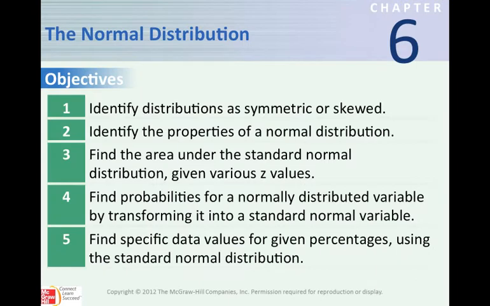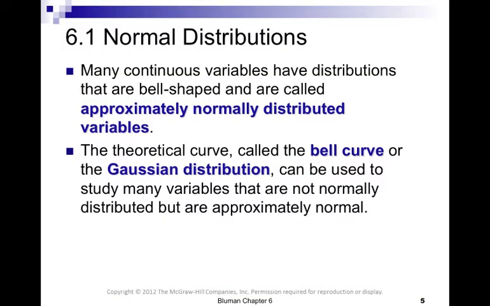The objectives: we're going to talk not so much about distributions as symmetric or skewed, but about the properties of a normal distribution. That's something I'm going to want you to know for a quiz. You're going to have to find the area under the standard normal distribution given z-values, and then we'll start talking about probabilities for a normally distributed variable. So we're probably just going to do 1 through 3 in this first section.